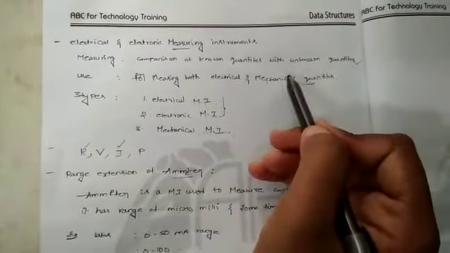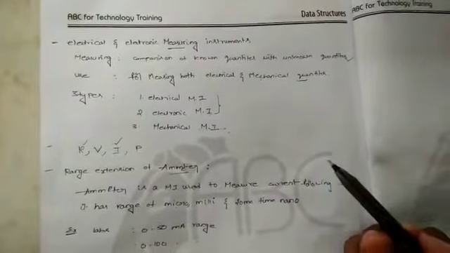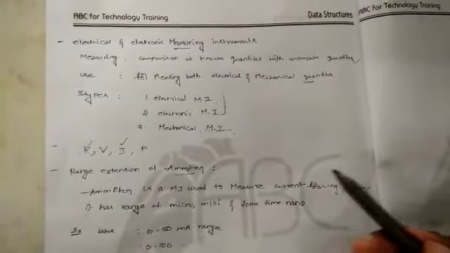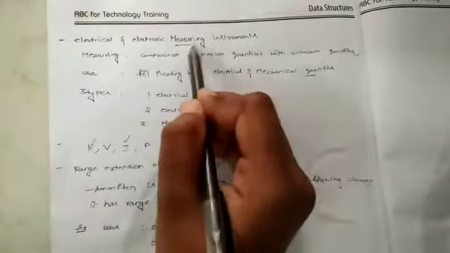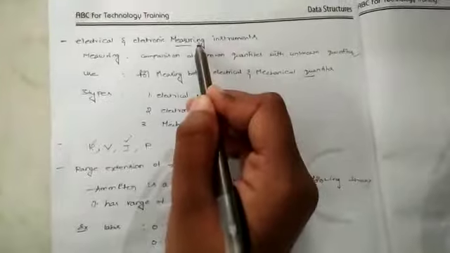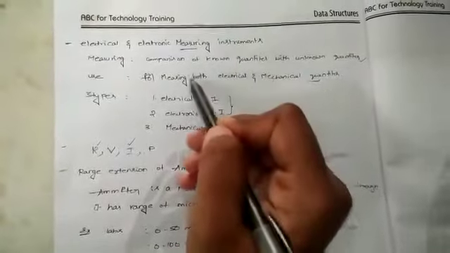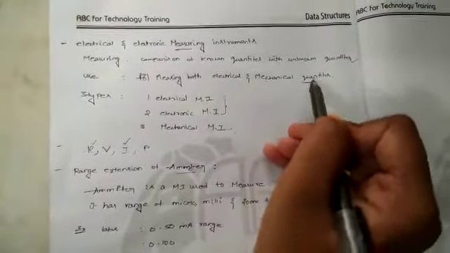If I go to a shop and ask the shopkeeper to give 1 kg of onions, what the shopkeeper does is compare that 1 kg of onions with the known 1 kg weights. That process is nothing but measuring. The instruments used for that process are known as measuring instruments. The use of measuring instruments is for measuring both electrical and mechanical quantities.